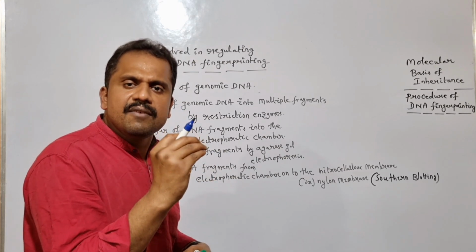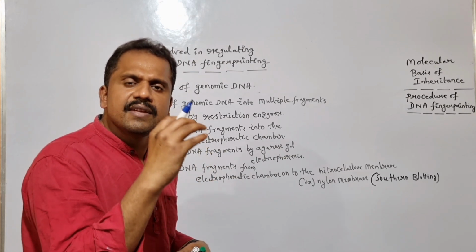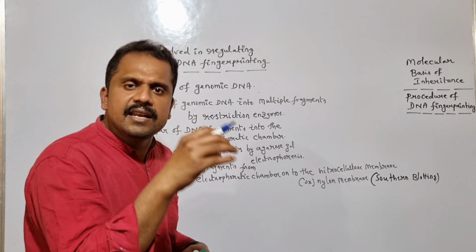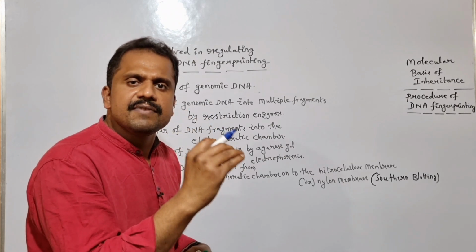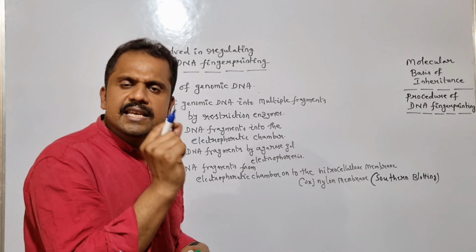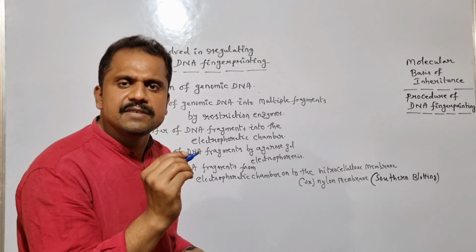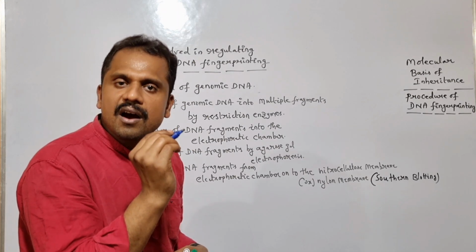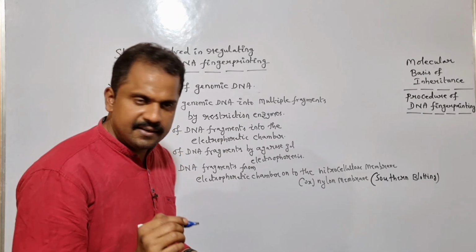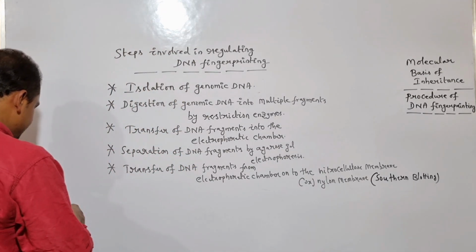So once the VNTR radio-labeled probes accurately bind to the VNTR probes present on the surface of the nitrocellulose membrane, they emit radiation. And this procedure is termed autoradiography. Is it clear? So let me write it here.